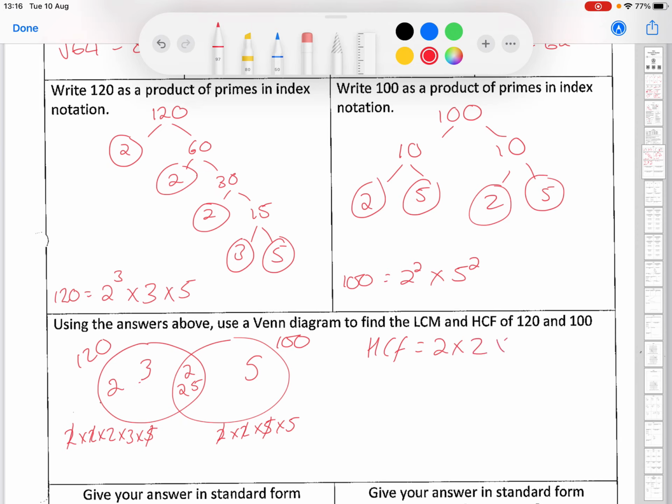So our highest common factor is going to be the middle. So 2 times 2 times 5, which is 20. And our lowest common multiple, I forgot what it's called then. We've got 2 times 3 times 2 times 2 times 5 times 5, which is 600.